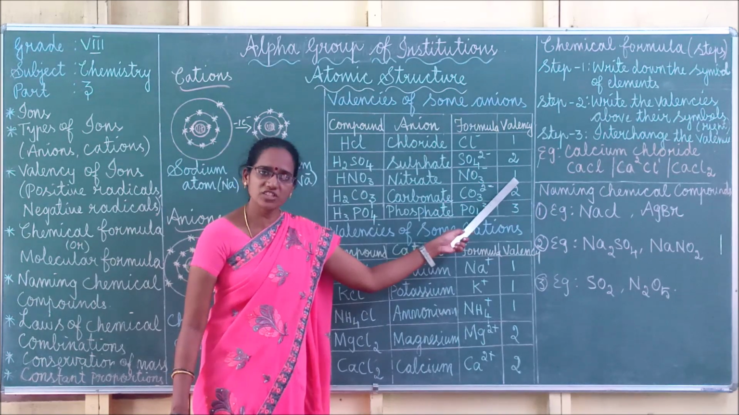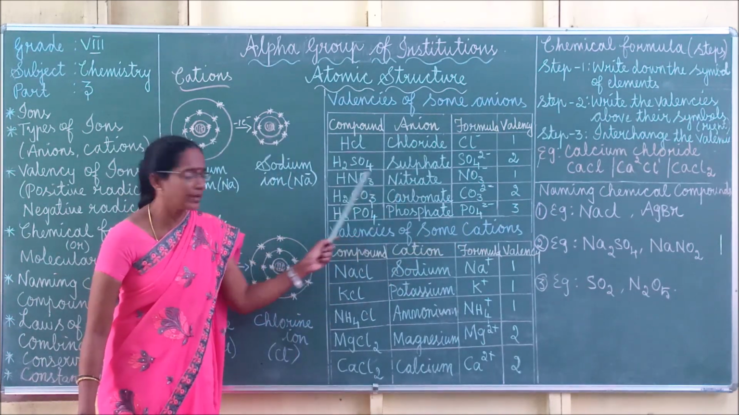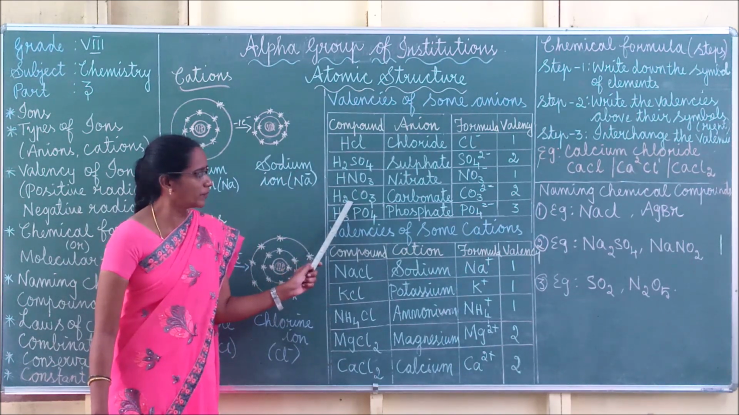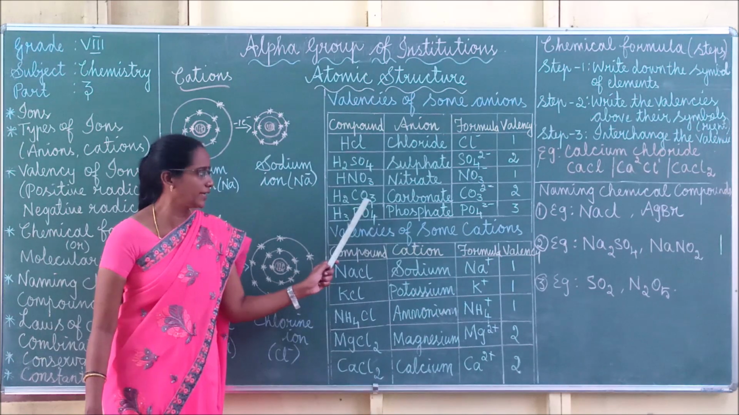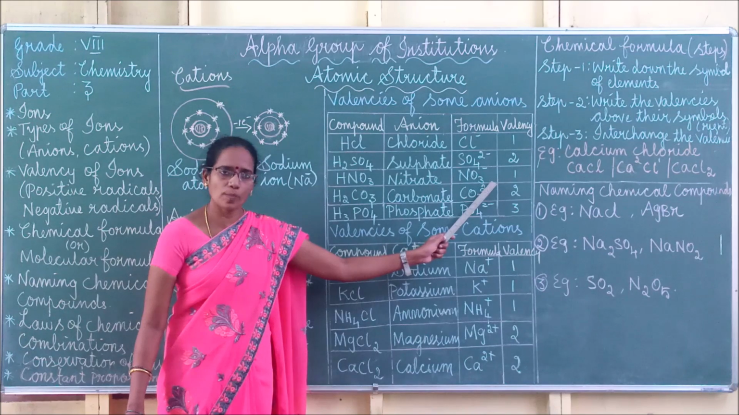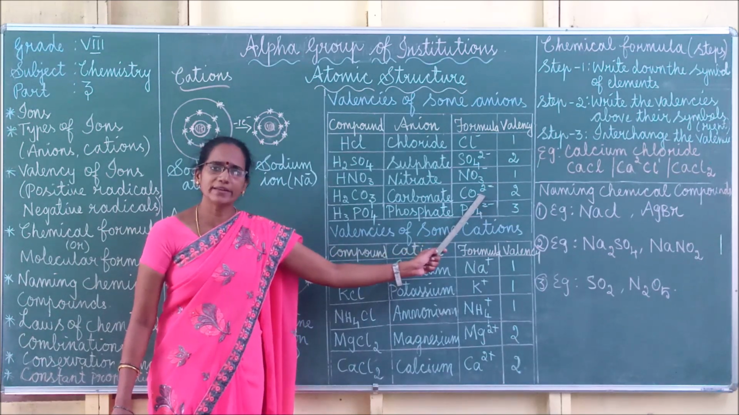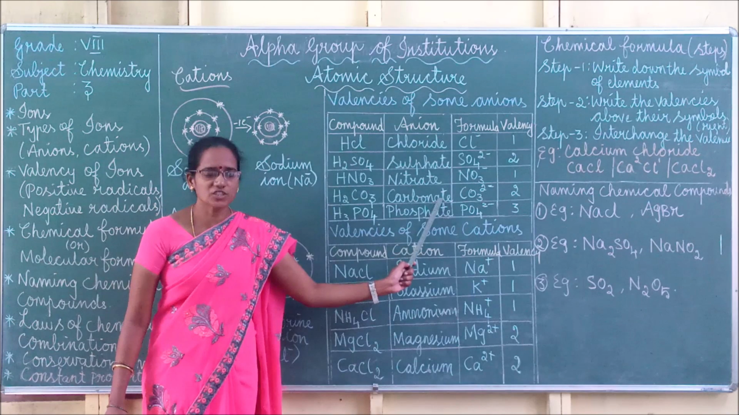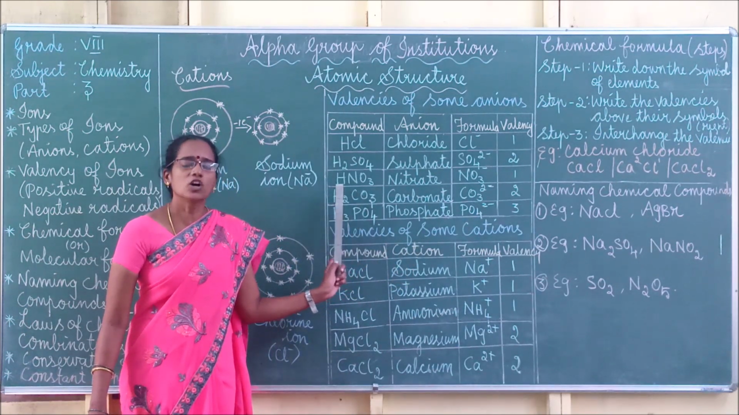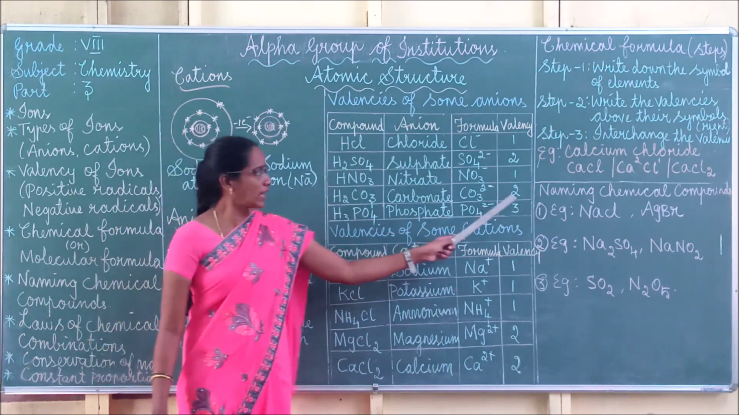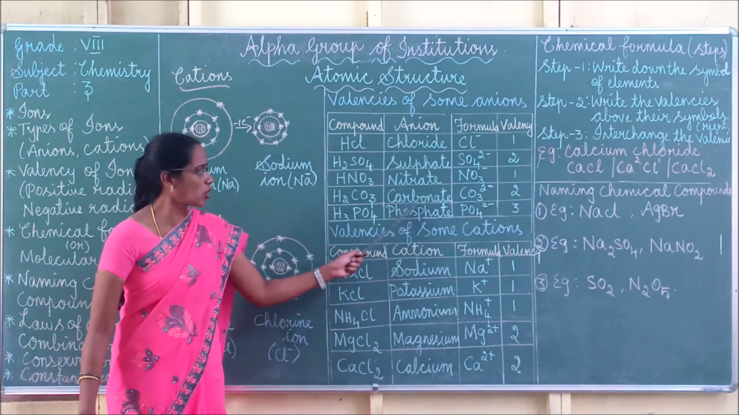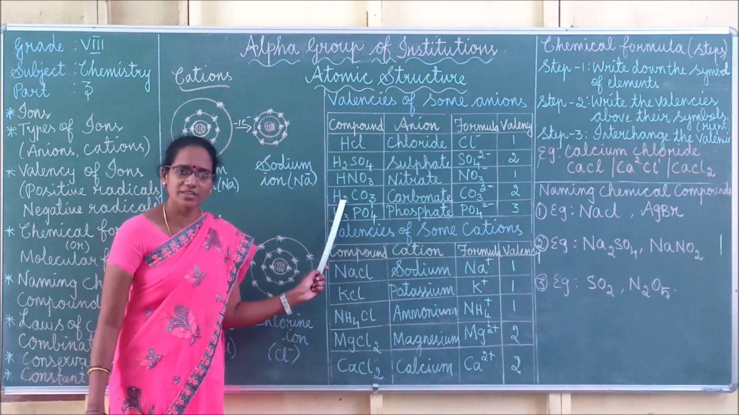The valency of the nitrate ion is 1 because it combines with one hydrogen atom. Understood, children? Right. Next we can move to H2CO3. Here two hydrogen atoms combine with CO3 2-. This CO3 2- is nothing but the carbonate ion. So H2CO3 is the carbonic acid, and the valency of the carbonate ion is 2 because this carbonate combines with two hydrogen atoms.